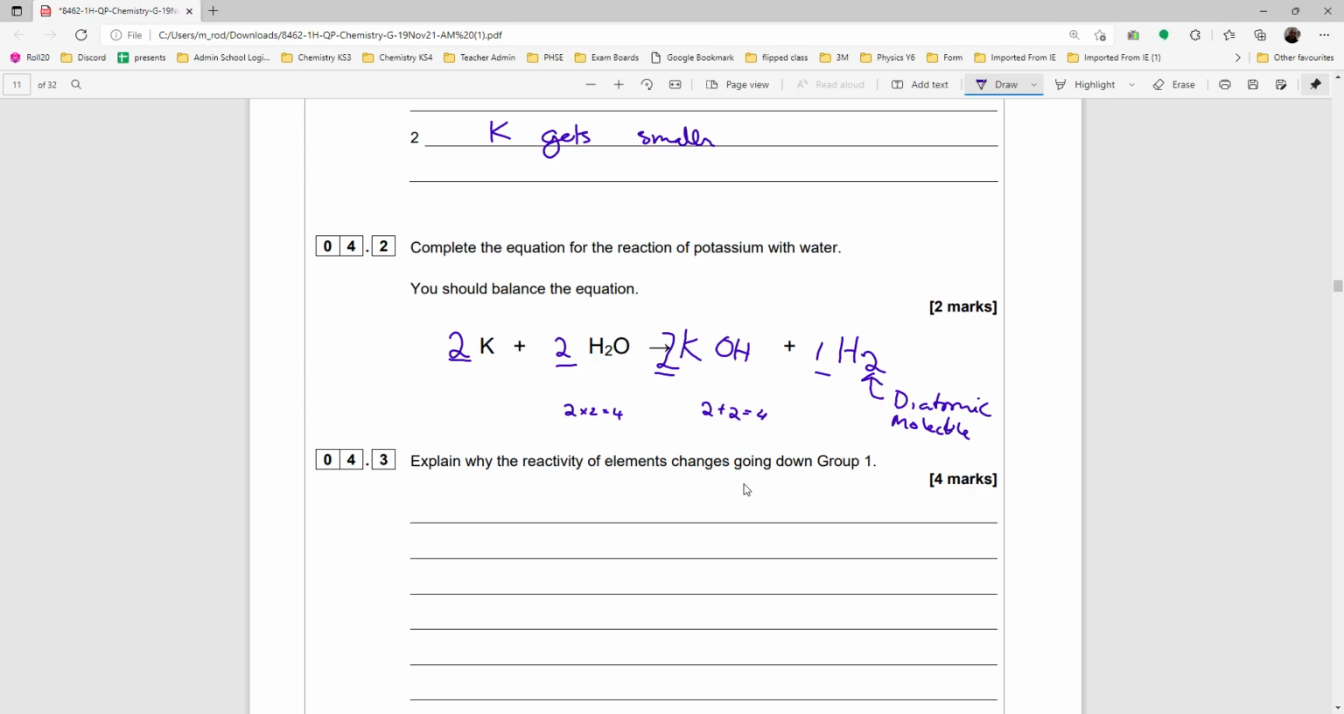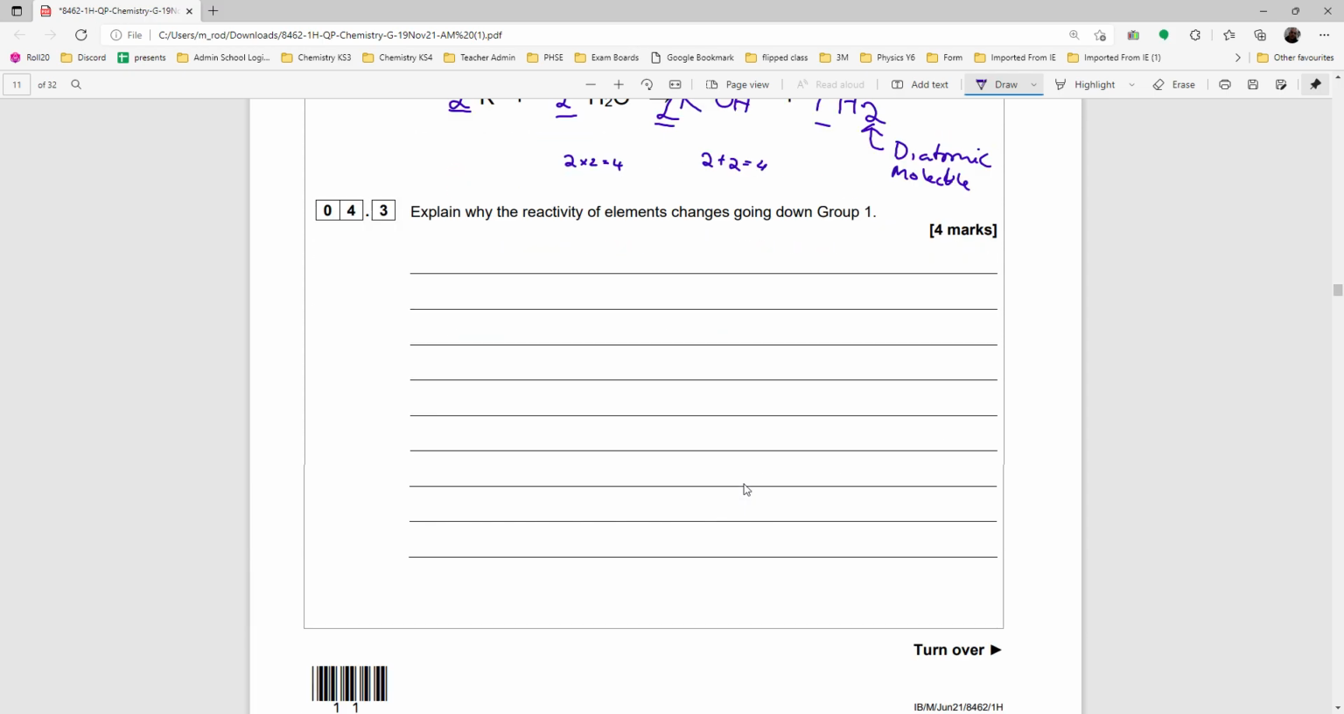Next, explain why the reactivity of elements changes as you go down group 1. Well, this is a nice review from going all the way back to chapter 3. First of all, I need to remember that group 1 elements are metals, and metals want to give electrons away to make an ion. With that in mind, I want to make sure that that electron can be lost.